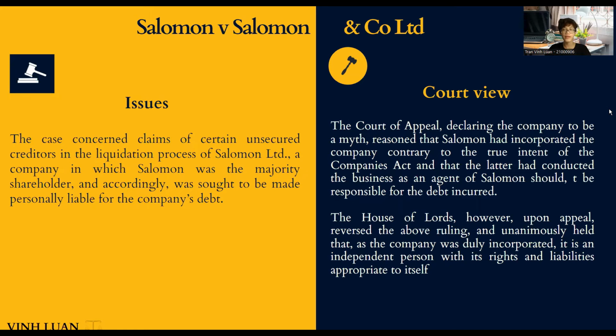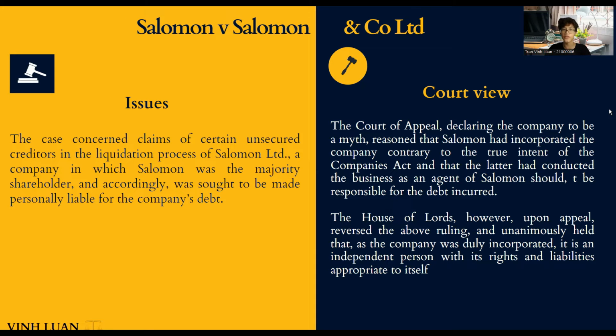And after knowing about the background and some facts in the case, now we will look at the issues and the court's view in the case. For the issues in Salomon v Salomon, the case concerned claims of certain unsecured creditors in the liquidation process of Salomon Limited, a company in which Salomon was the majority shareholder and accordingly was sought to be made personally liable for the company's debt. Hence, the issue was whether, regardless of the separate legal identity of a company, a shareholder or controller could be held liable for its debts over and above the capital contributions, so as to expose such a member to unlimited personal liability.